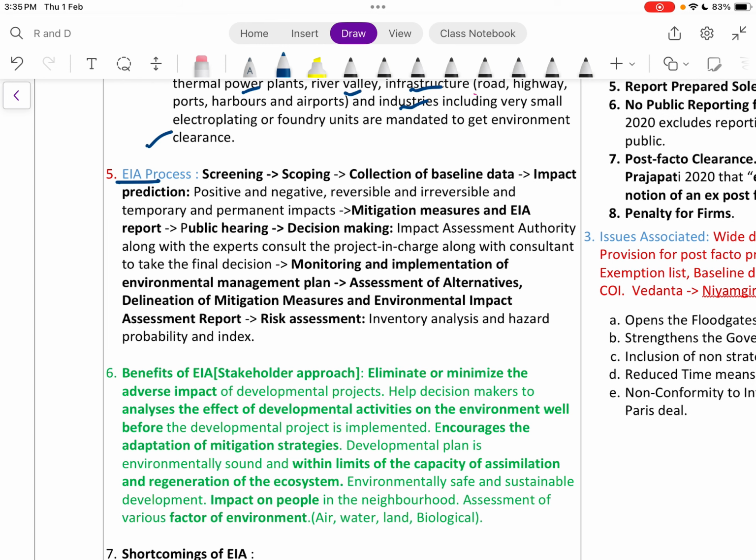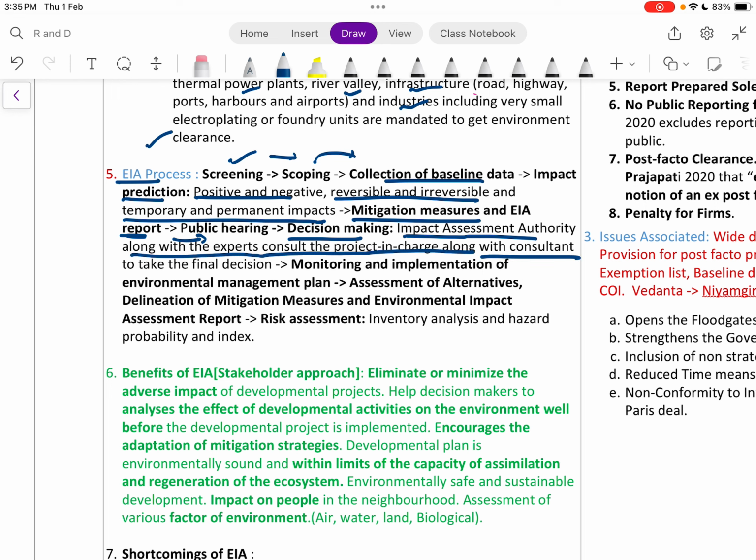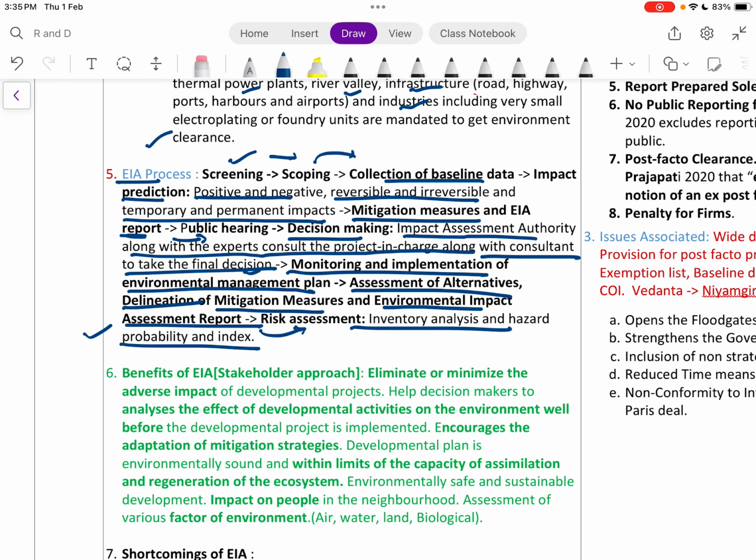Talking about the process, it first begins with screening, then comes scoping, then the collection of baseline data, impact prediction, positive and negative, reversible or irreversible, temporary or permanent impacts, then mitigation measures and the environment impact assessment report. Then it goes for the public hearing, then decision making, where the impact assessment authority along with experts consults the project in charge along with the consultant to take the final decision, then monitoring and implementation of the environmental management plan, assessment of alternatives, delineation of mitigation measures and the environmental impact assessment report, risk assessment, inventory analysis and hazard probability index. So this is the entire process.